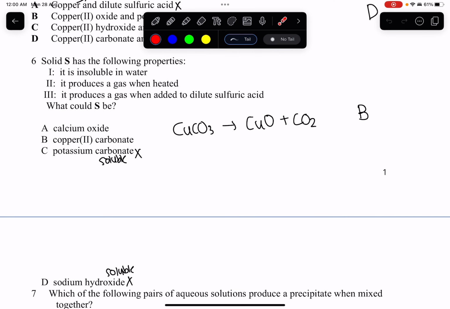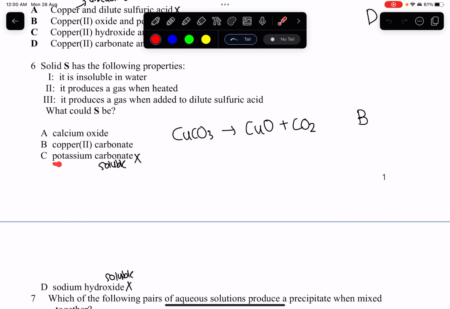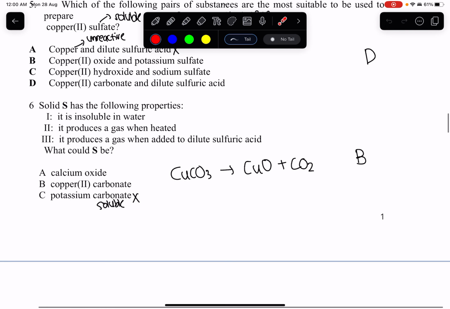Question 6. Solid S has the following properties. 1. It is insoluble in water. I can eliminate C and D, because D, sodium hydroxide, is an alkali, soluble in water, and C, potassium carbonate, is a soluble salt because it's a SPAR salt. Next, 2. It produces a gas when heated, and 3. It produces a gas when added to dilute sulfuric acid. If I look at option A, calcium oxide is a base. When it reacts with sulfuric acid, it will only form water. It doesn't form a gas. The answer has to be B.